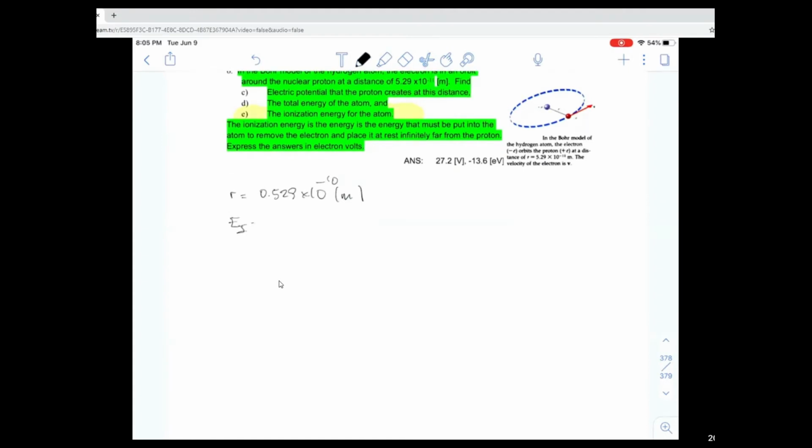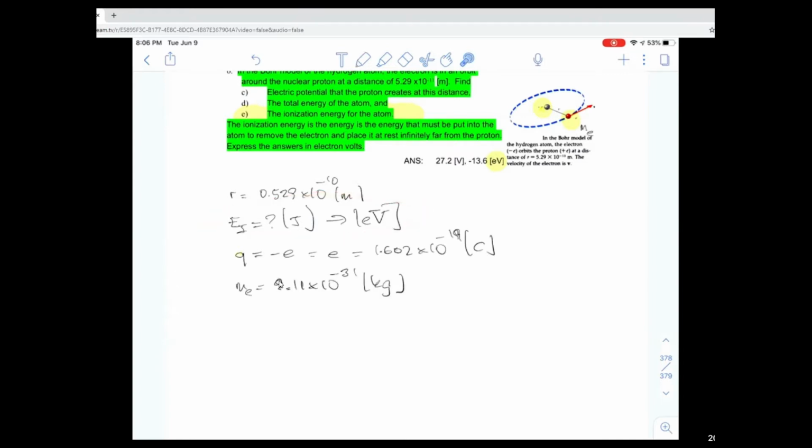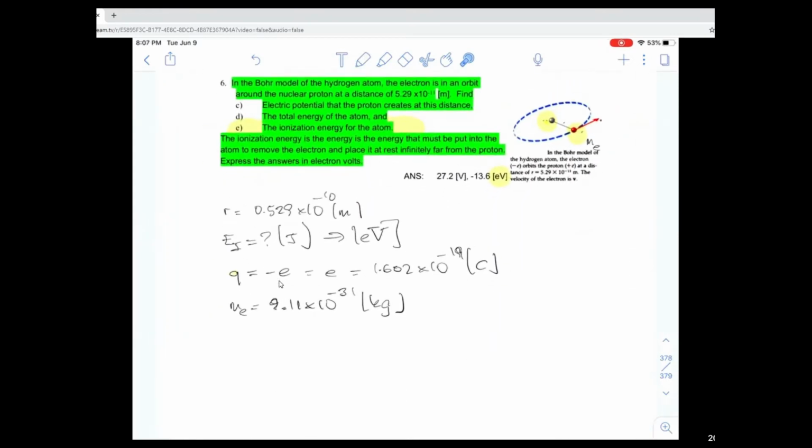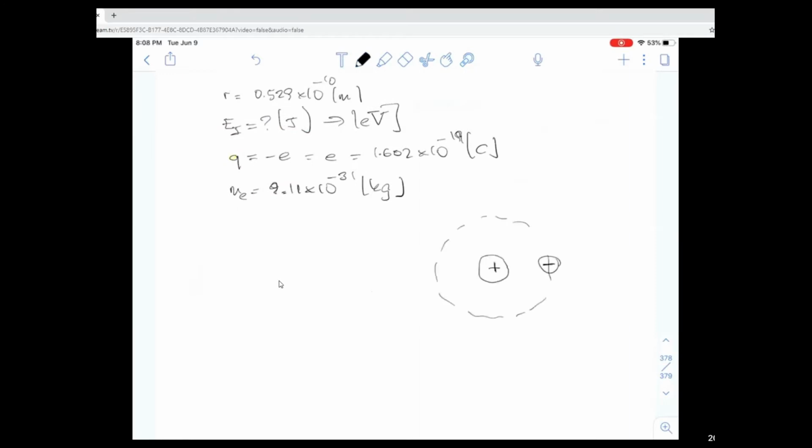So let's see what's given. We got the radius. We are looking for the ionization energy in terms of electron volts. Net charge, positive and negative, the unit charge will have the same value. We're given the mass of the electron. So the question is, what is the ionization energy? What's the meaning of it? Ionization energy simply means the amount of energy required to knock an electron out of the atom.